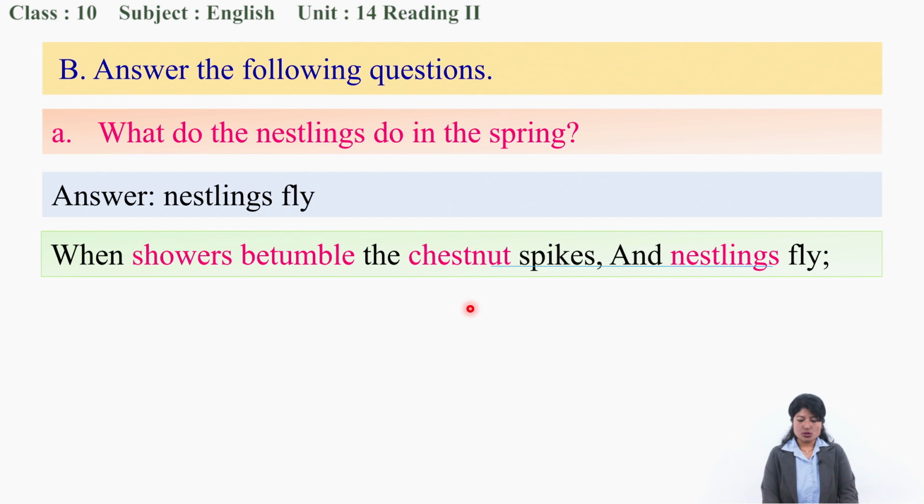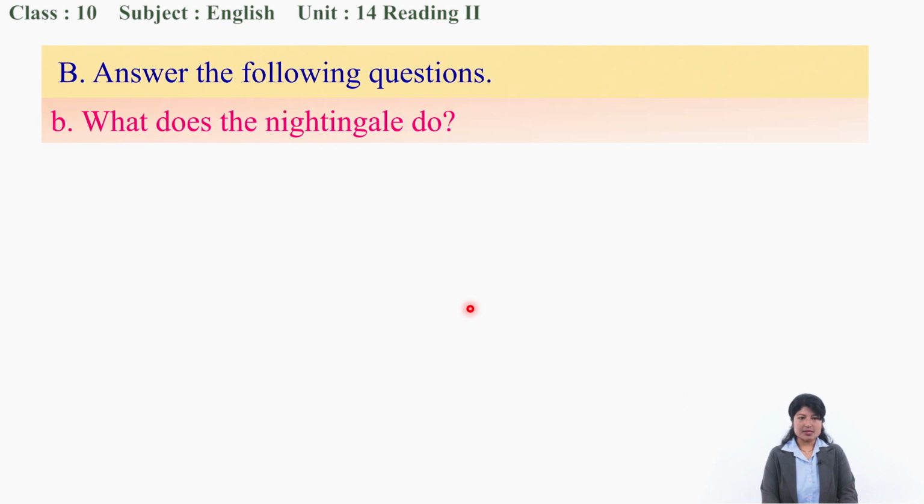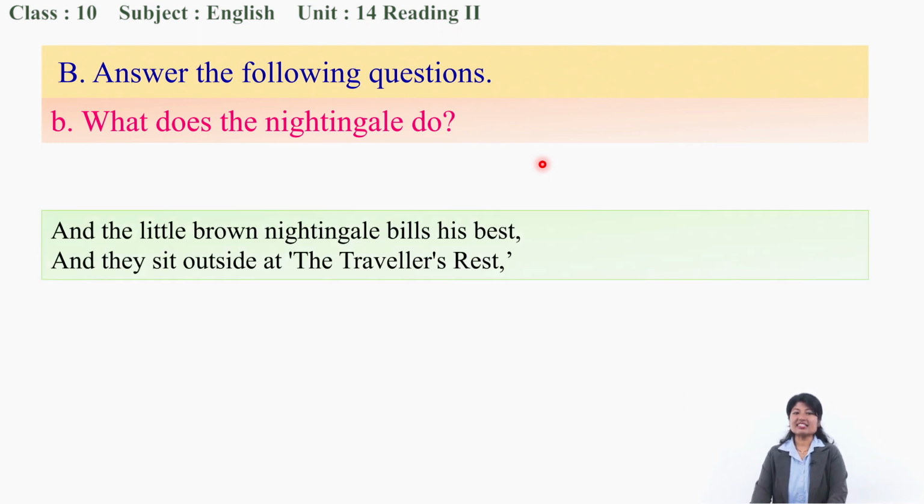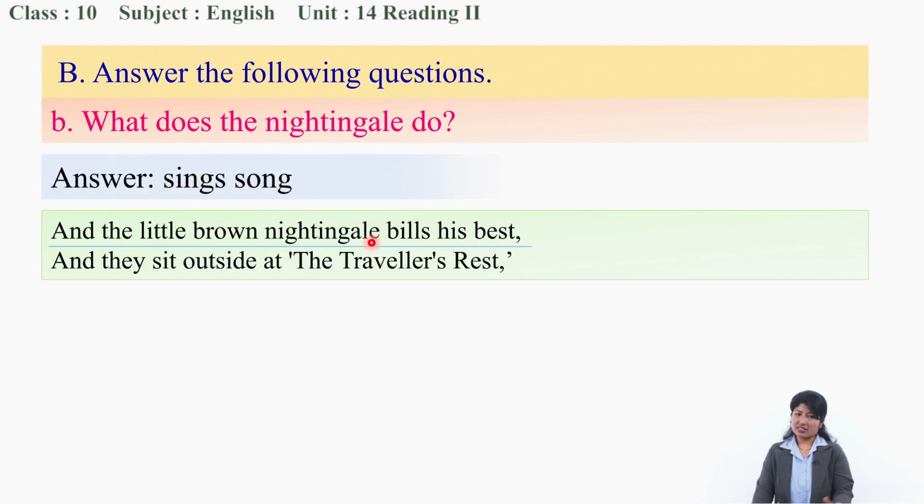Now let's move to the next question, that is B. What does the nightingale do? Where do we find the answer? Of course, in the first stanza, right? About the nightingale. So, especially in these lines, nightingale builds his best. That means builds his best. You can write either the same words of the poem or you can write sing song. You can write sing song.